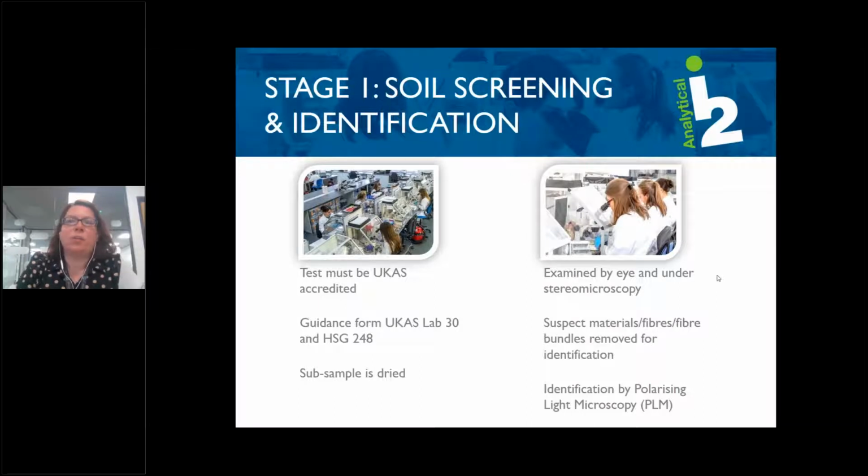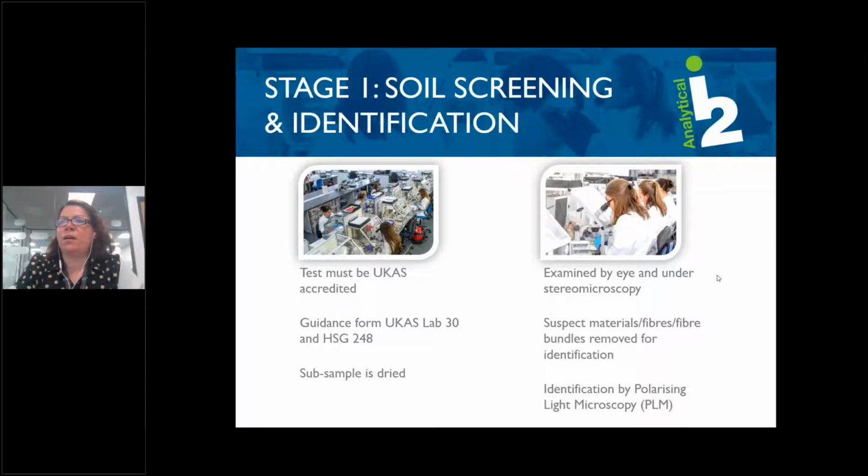So that is kind of the preliminary stage before we then do what is commonly called stage 1, which is the soil screening and identification stage. This bit must be accredited by UKAS. There are guidance notes in the form of UKAS document LAB 30 and HSG 248 on exactly how we do this. We do it on a subsample that is dried because it is much easier to look at the sample, pull it apart, interrogate it, to be able to find those fibres, find the small fibre bundles, find the pieces of ACM, much easier in a dry sample.